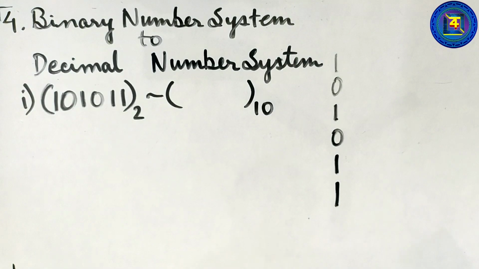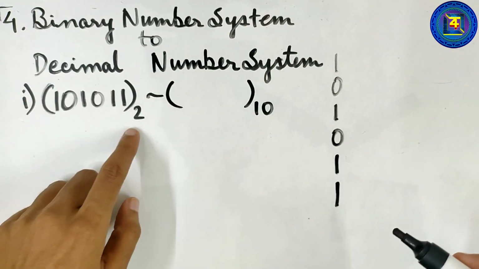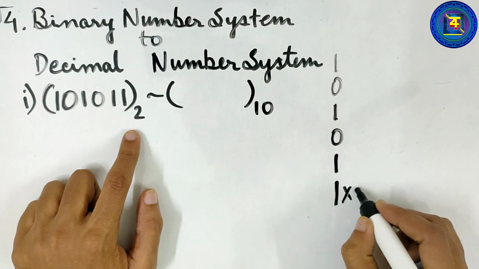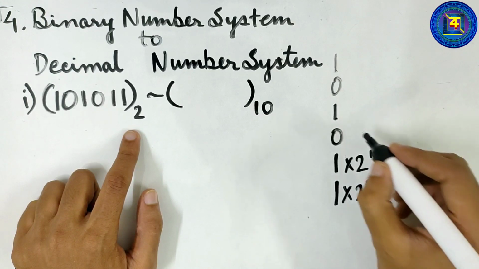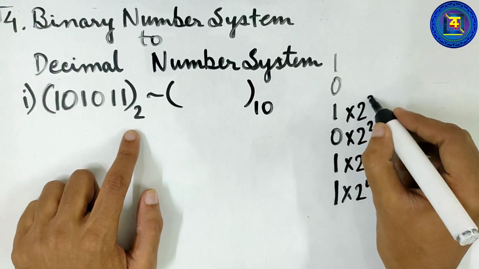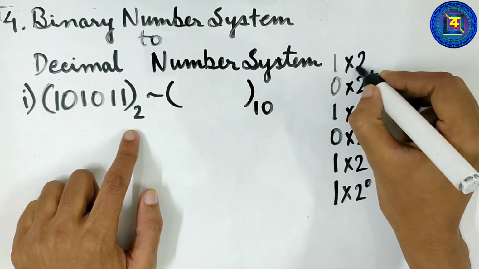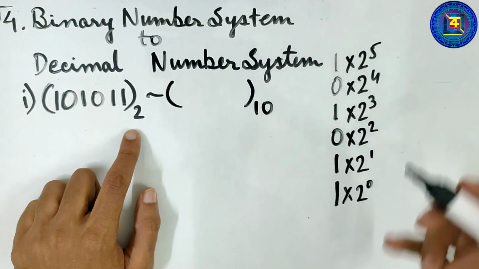Since these numbers are from the binary number system, we are going to multiply them with 2 to the power 0, 2 to the power 1, 2 to the power 2, 2 to the power 3, 2 to the power 4, and 2 to the power 5. And if the number is longer, this list may increase.